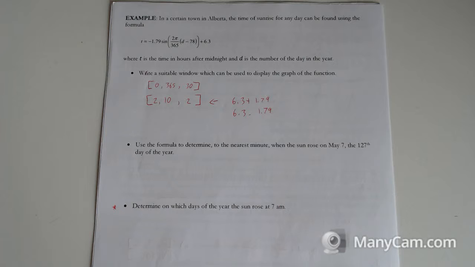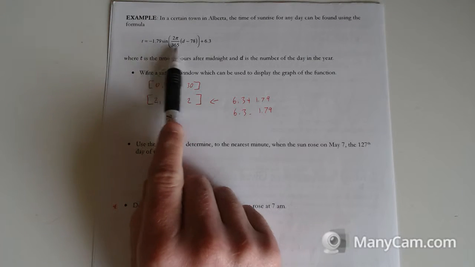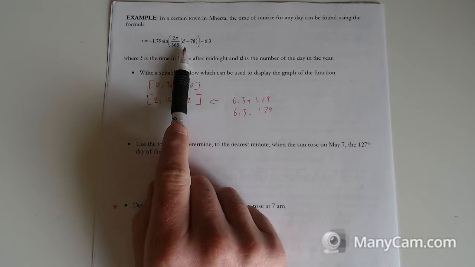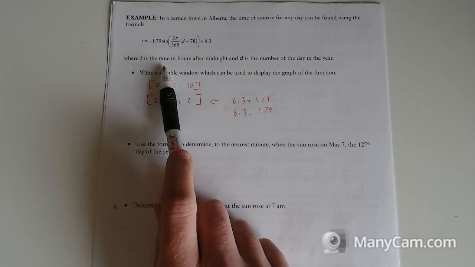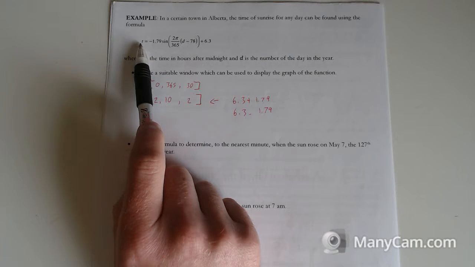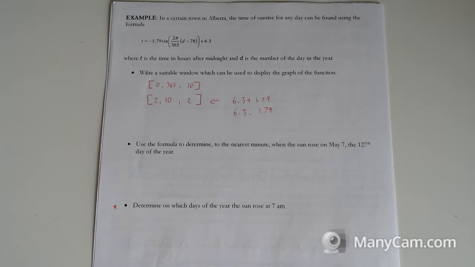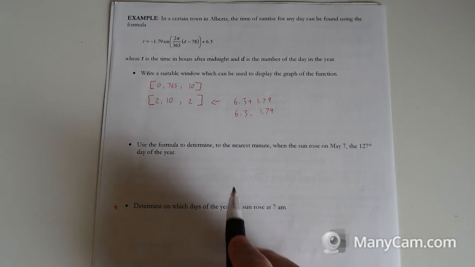Last one for part 9. So now we have this function, and this is representing our sunrise, where t is the time in hours. So our actual y value is the time that's passed in hours. Or sorry, not time that has passed.